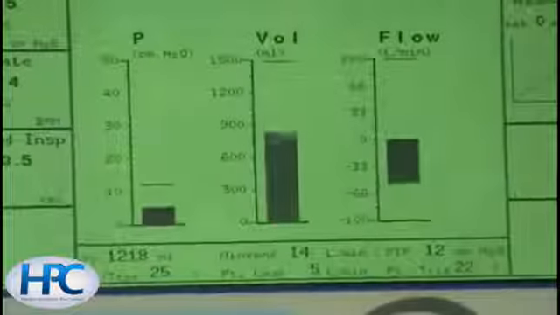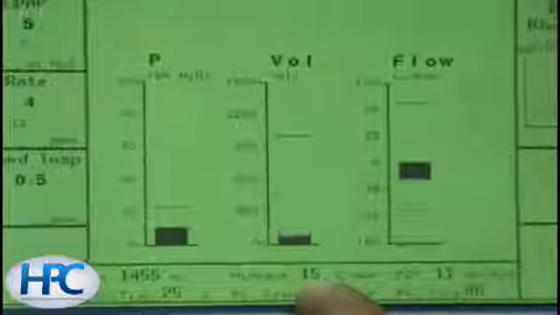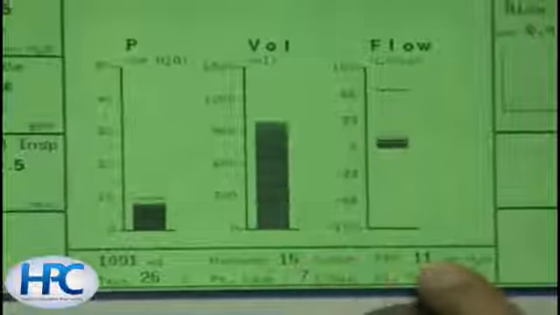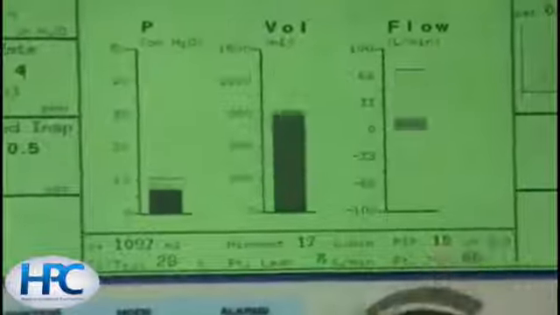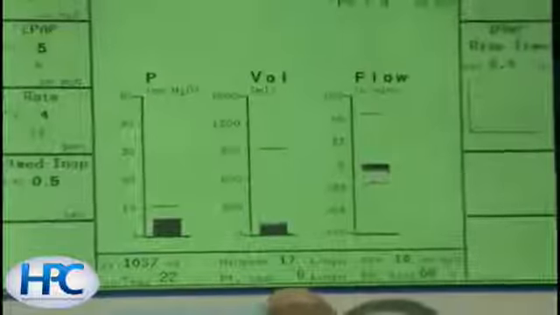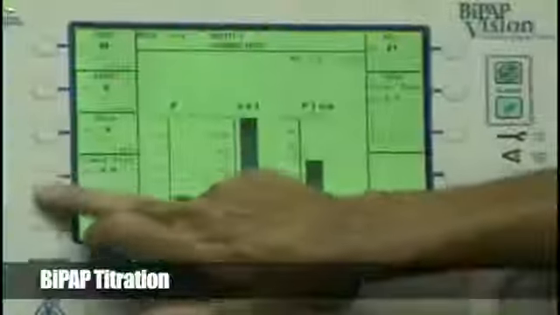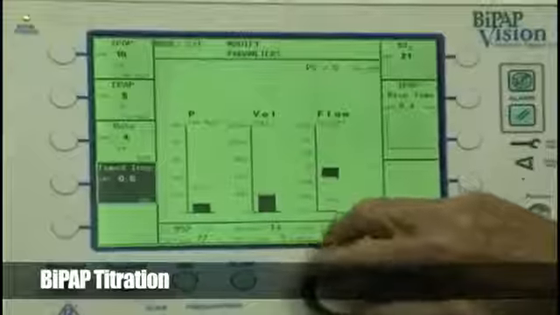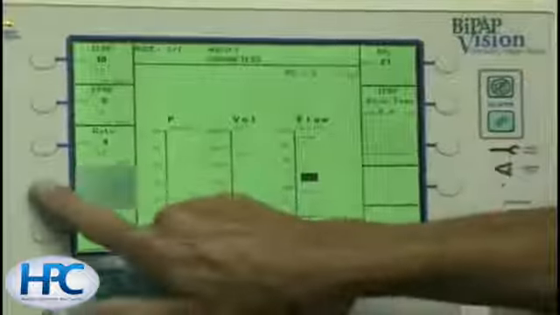Now you see that the patient is breathing with a tidal volume of 1,200 milliliters, a minute ventilation of 15 liters per minute, and a peak inspiratory pressure measured at 11 centimeters of water. You also see a small air leak of 5 liters a minute, which is negligible. We can now increase the inspiratory time. Increasing the inspiratory time will improve oxygenation.